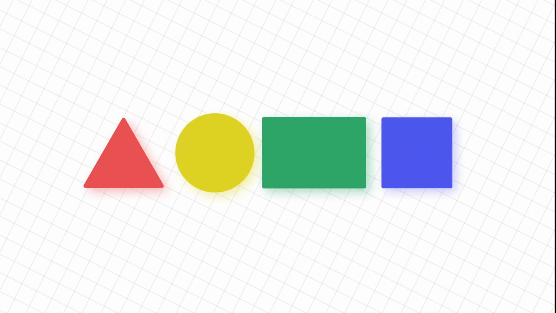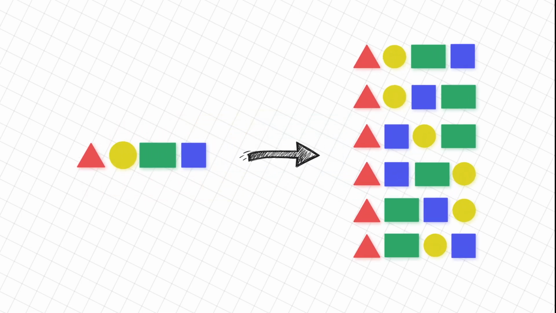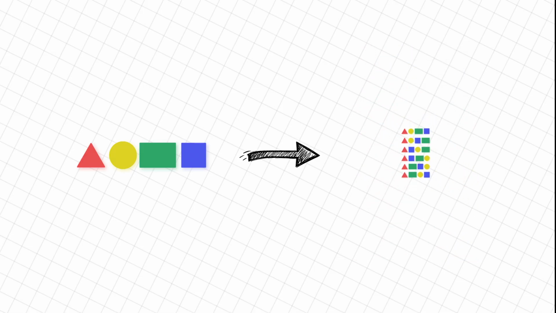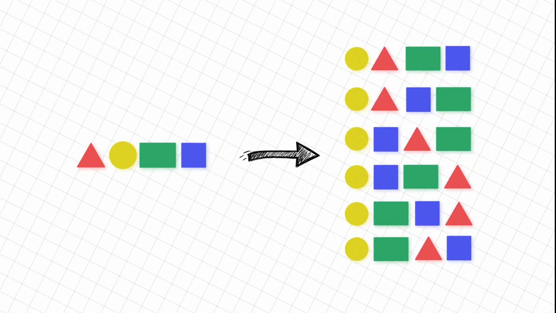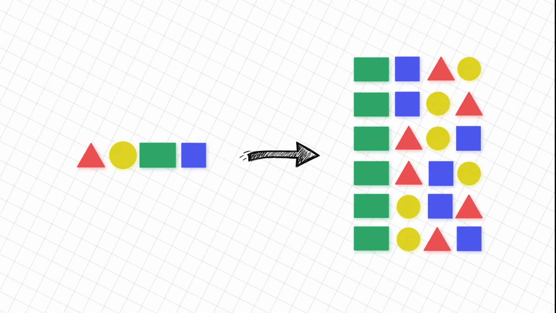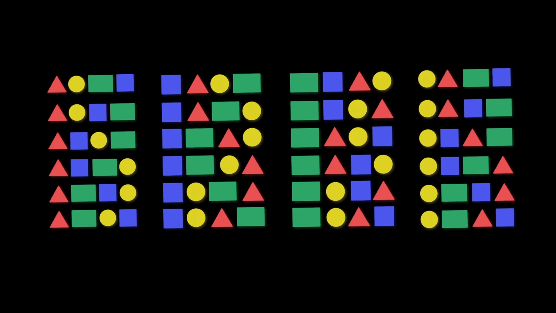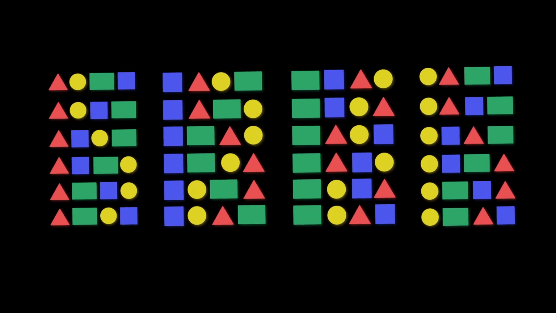You see, when we deal with just four objects, it's not a big deal. We can start by putting the triangle in the first position, then we rearrange the other three shapes. That gives us 6 arrangements. Now we do the same thing with the circle in front, another 6, then with the rectangle, another 6, and with the square, another 6. So we've got 24 total arrangements.